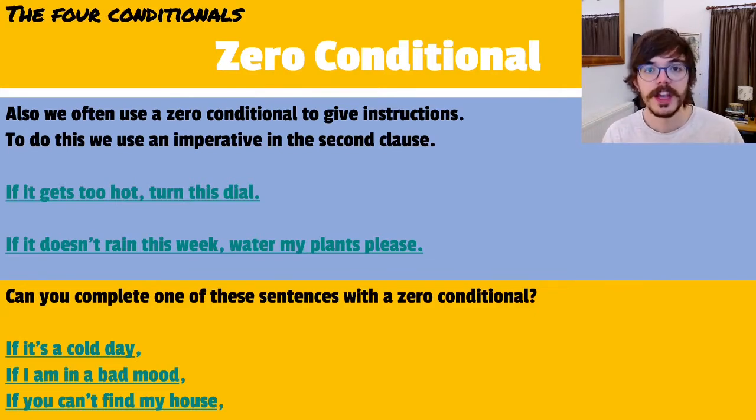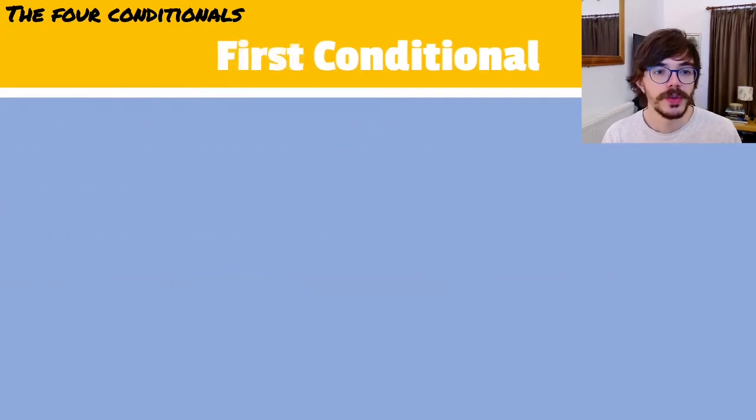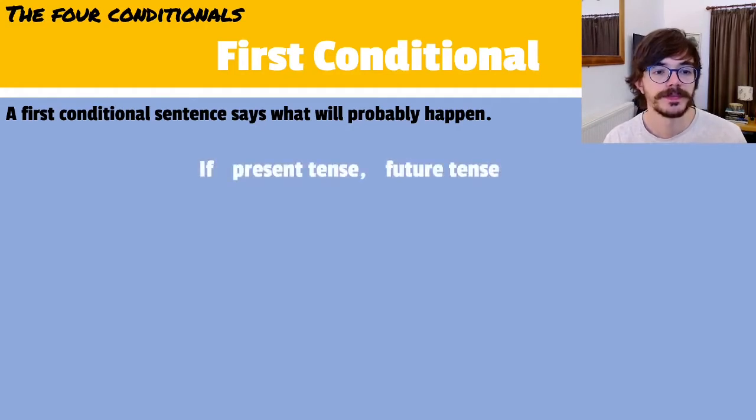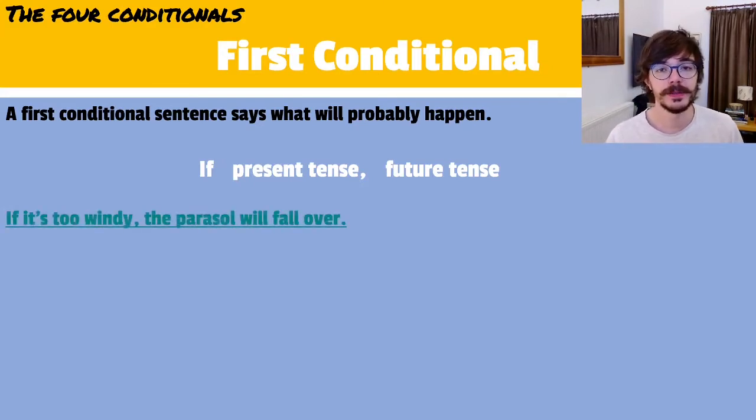So, moving on to the first conditional. We use it to say what will probably happen. So, we form it with if plus the present tense plus the future tense. So, our first example is if it's too windy, the parasol will fall over.